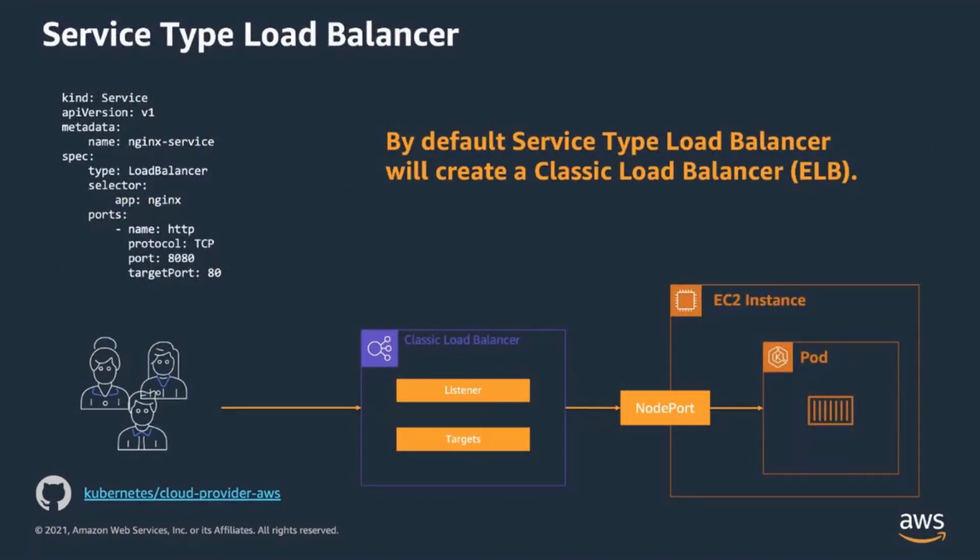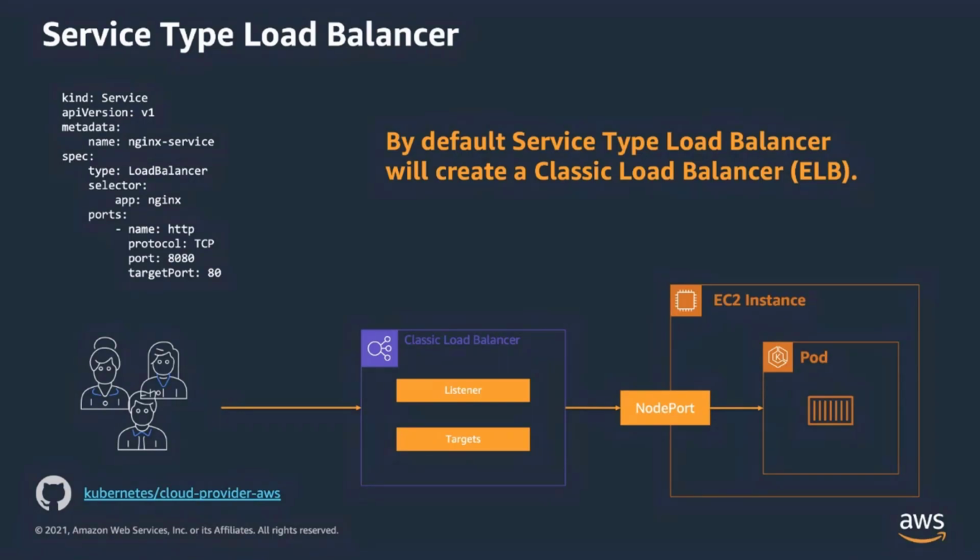Let's continue the conversation around networking and talk a little bit about how we can expose our applications outside the cluster. Kubernetes has a native object called the Kubernetes service, and it allows inbound traffic to reach your applications. When you create a service of type load balancer, the cloud controller built into Kubernetes, also called the in-tree controller, will create a classic load balancer by default. If you look at the diagram, the traffic flows from the load balancer to the EC2 instance, and kube-proxy will route traffic to one of the ready pods backed by the service.